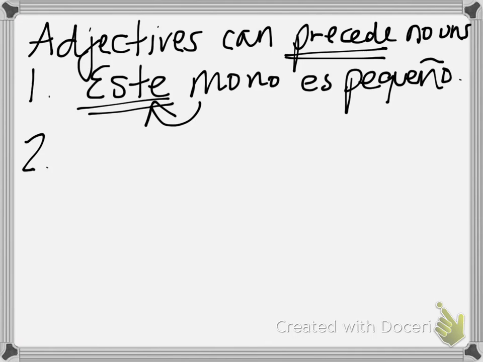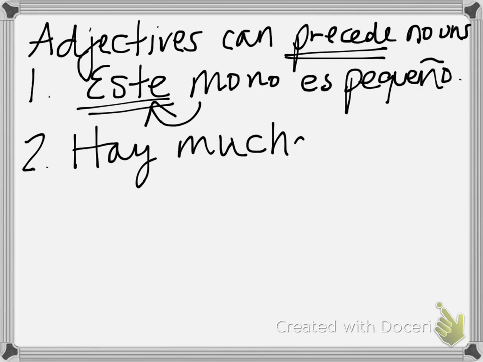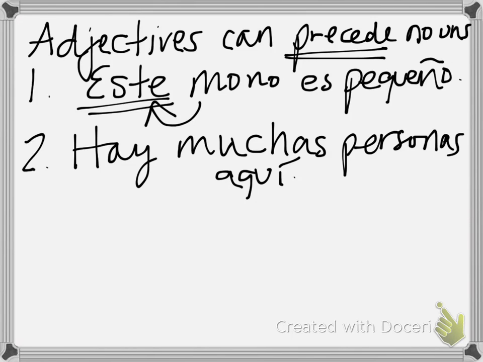Your next example is with adjectives of quantity. Quantity meaning how many. In this case, we have no idea how many because mucho and poco are very general words. So an example of these coming before would be like, hay muchas personas aquí. So there are many people here, or there are a lot of people here. So once again, before the noun.